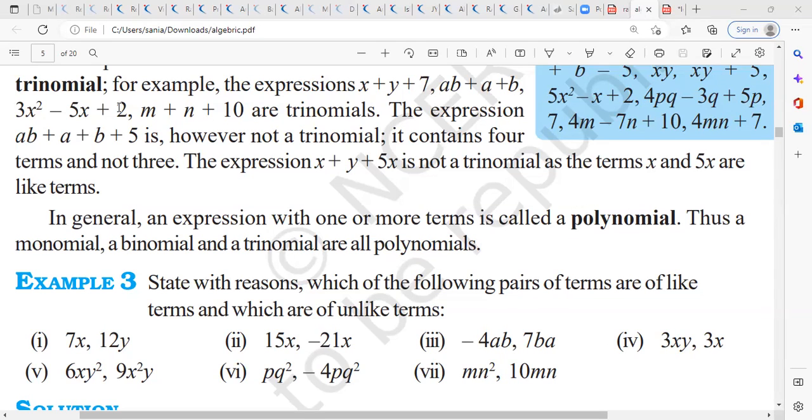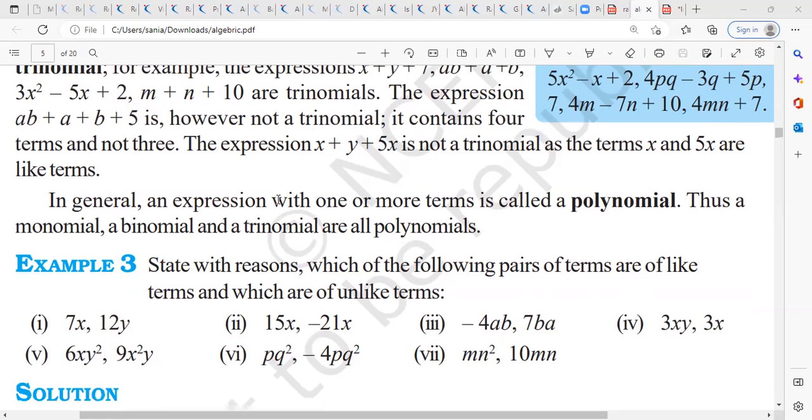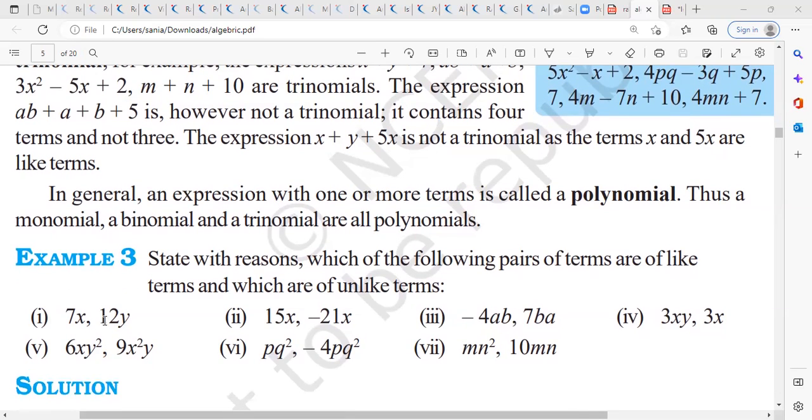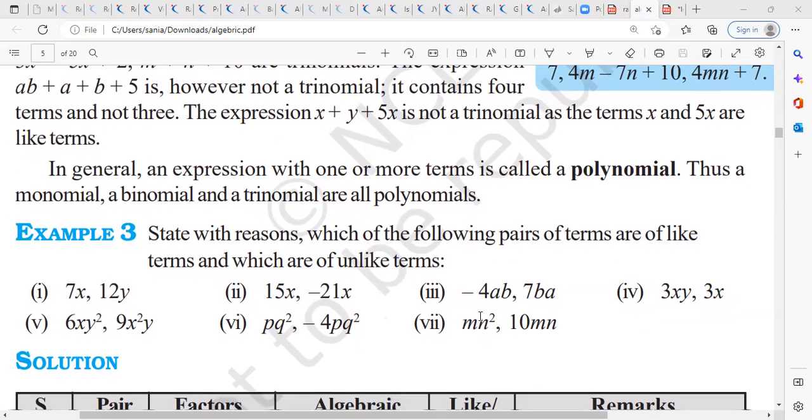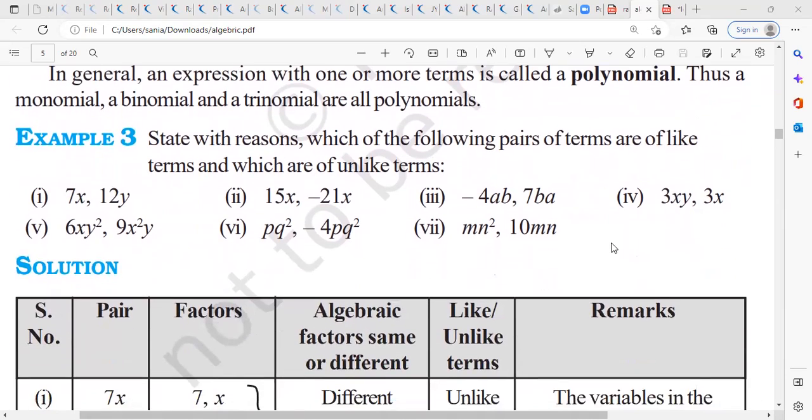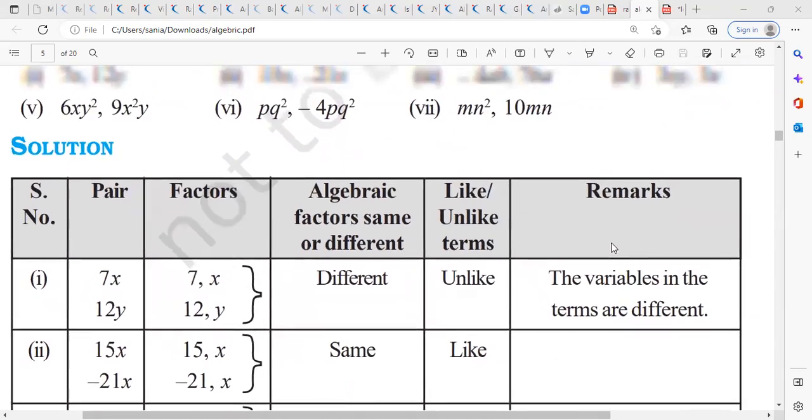Ma'am, done. Okay. So tell me, the first one is like term or unlike term? Ma'am, unlike. Yes. And second? Ma'am, like. Third? Ma'am, unlike. Okay. Fourth? Like.